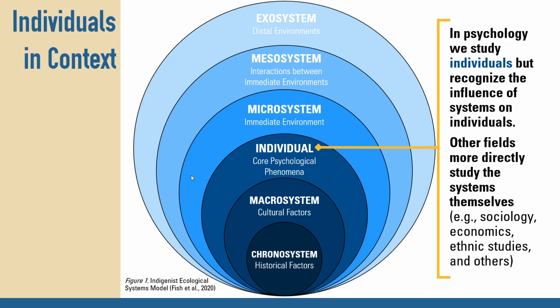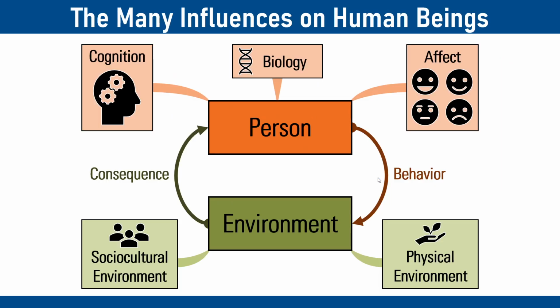Hopefully that made sense. But wrapping that up, so psychology, we study the individual. We need to take these other things into consideration. And other fields like sociology, economics, ethnic studies focus on these systems more specifically. And when it comes to the individual, then, right, if other fields are studying the systems, we're studying the individual.